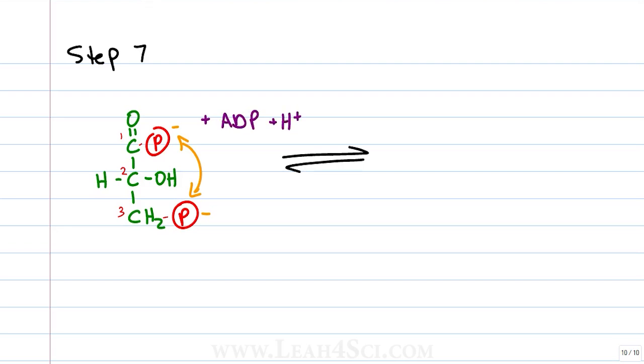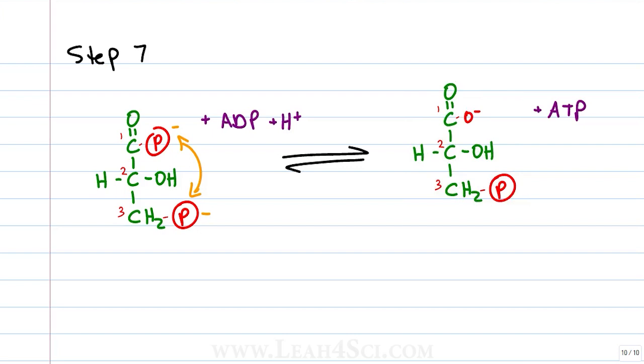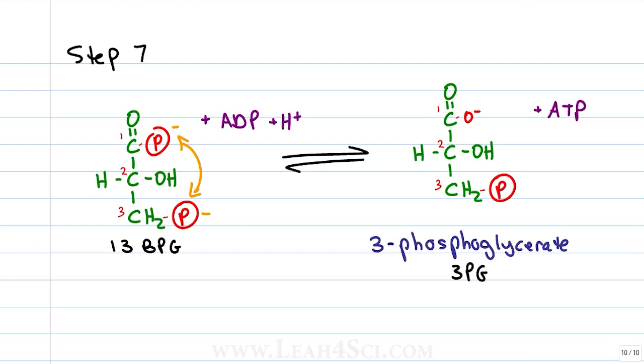In addition, we grab an H+, dump a phosphate onto that ADP, which gives us our first ATP out of glycolysis, in addition to a molecule that is now missing a phosphate group and has just an O- on carbon number 1. What we have here is a carboxylate, because it looks like a carboxylic acid, but it's missing that hydrogen atom. 1,3-BPG was converted to 3-phosphoglycerate, or simply 3PG.